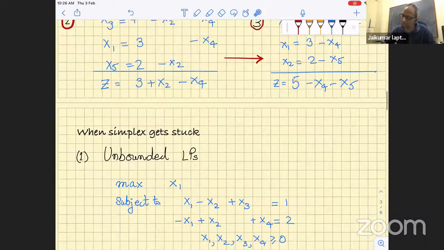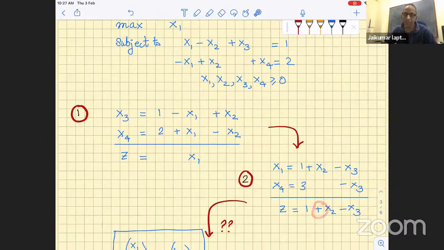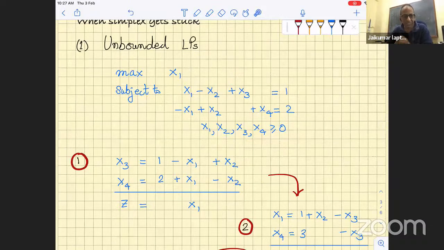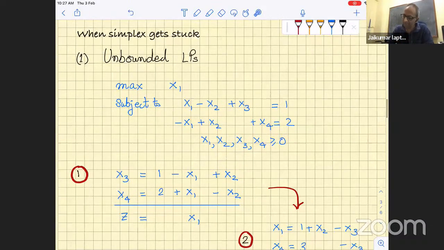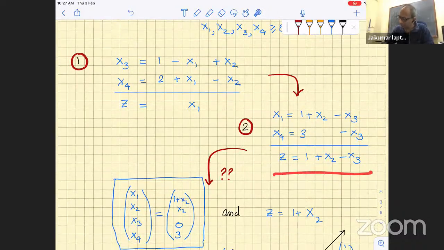So you terminate if coefficients become negative, or you terminate if there is a positive coefficient which allows you to push the objective value indefinitely high. Okay. Any questions? So this was the first statement I wanted to make about simplex getting stuck. So this is not actually stuck. I mean, not just simplex. Whenever you get stuck in this situation, it's a sign that the LP is unbounded.